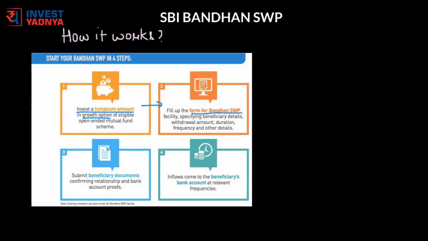You have to fill in beneficiary details, the withdrawal amount you want, duration, frequency, etc. The third step is to submit documents of the beneficiary and get KYC of the beneficiary done if he or she is not KYC compliant. The document list is mentioned in the Bandhan SWP form. Post these three steps, money will start flowing into your beneficiary's account in the frequency you have opted.